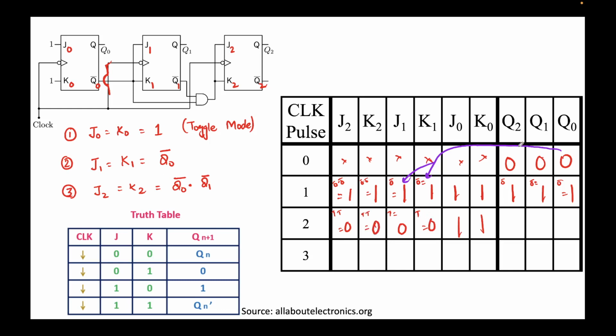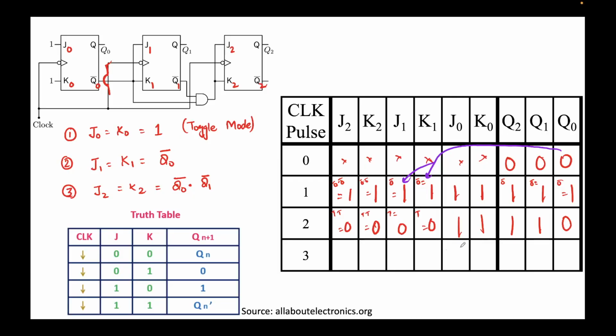So what will be Q2, Q1 and Q0 now? Q2: both the inputs are 0. This means first row. Output will be the same as the previous state. Previous state was what? 1. It will remain 1. What about Q1? We look at the J1, K1 inputs. Both are 0. First row. So Q1 will not change, 1. What about Q0? Q0 is J0, K0. J0, K0 both are 1. 1, 1. This means output will toggle. This will toggle from 1 to 0.